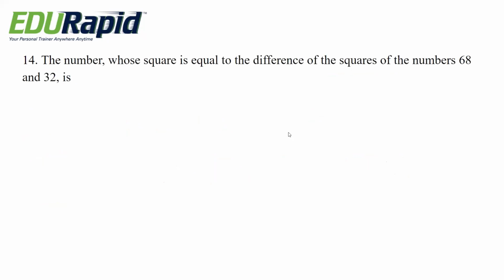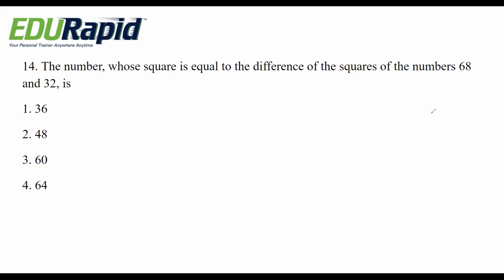Next question. The number whose square is equal to the difference of the squares of the numbers 68 and 32 is what? Options are 36, 48, 60, 64. They are telling the difference of the squares of 68 and 32, and then the square root of that.